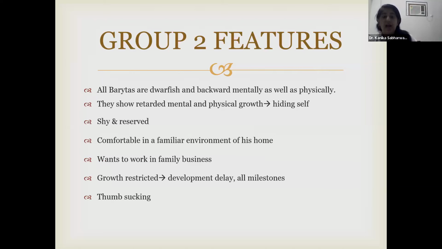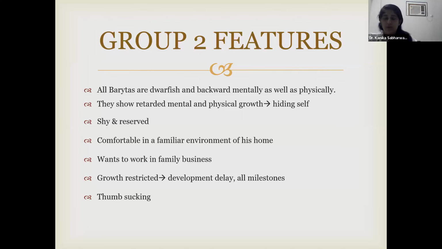Dwarfish, arrested growth, obviously. Hiding self. Now, this was important. Why did I choose this? Because whatever the parents would tell me, and they would show me videos of proof that he's progressed, he's doing this in the house. Whenever he would come to my clinic for a follow-up, he would literally try to go behind the chair that his mother sat on, head down, no eye contact, very shy, very bashful. So that I took as characteristic, and that's what made me switch from Calcarea to Baryta, to be very honest.